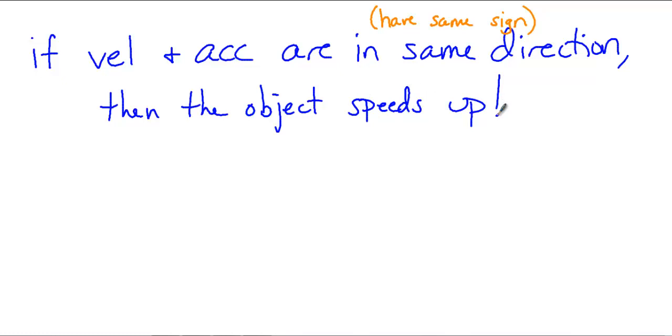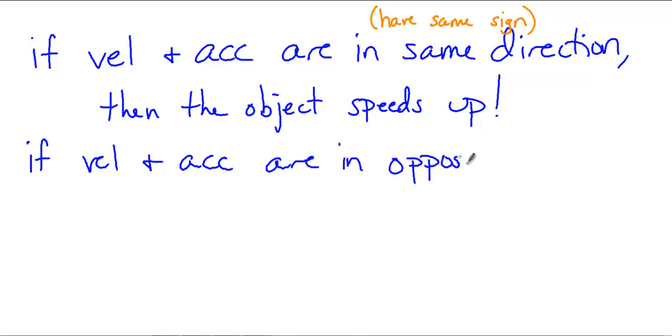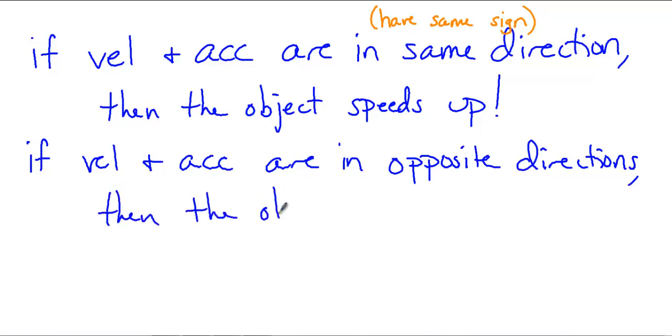So if they have the same sign, or if we think of them just in terms of direction, they have the same direction. Remember, the sign is an indicator of direction. So if the velocity and acceleration are in the same direction, they will have the same sign and the object will speed up. Okay? If the velocity and the acceleration are in opposing directions, direct opposite, meaning they have opposite signs, then the object slows down, of course. Okay?